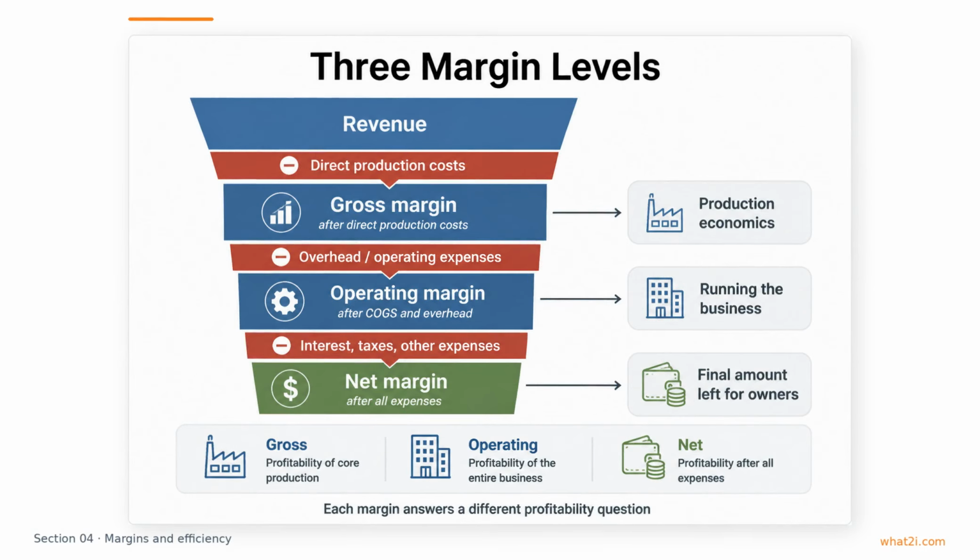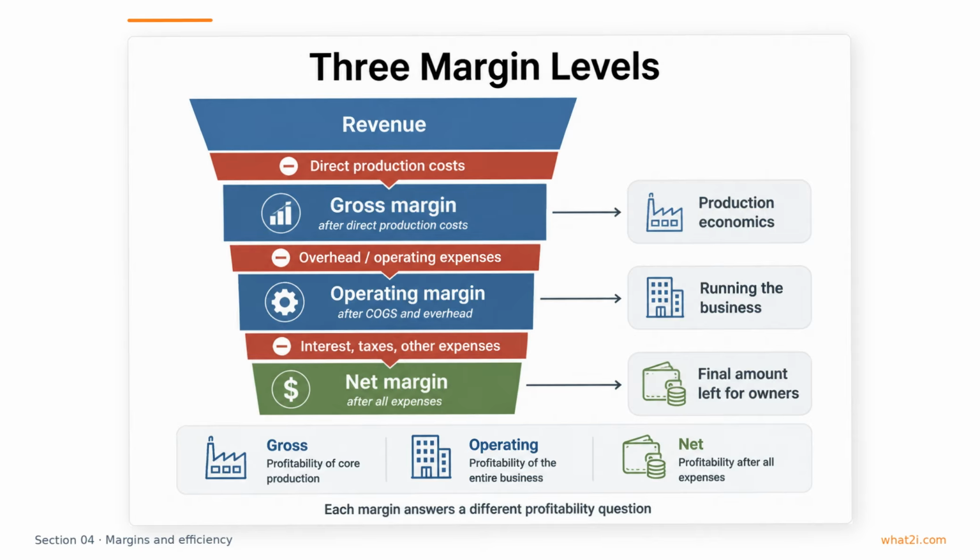There are three main margin levels and each answers a different question. Gross margin looks at what remains after direct production costs, so it speaks to product economics. Operating margin goes further by including overhead and operating expenses, showing how efficiently the core business is run. Net margin goes all the way to the bottom line after interest, taxes, and other non-operating items. Because each margin strips out a different layer of cost, they should not be used interchangeably. A company can look strong at one level and weak at another.